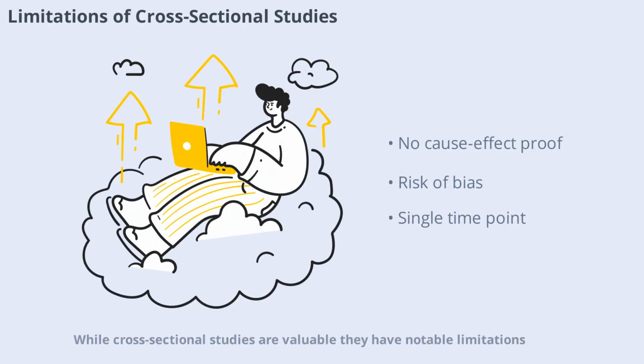While cross-sectional studies are valuable, they have notable limitations. Since data is collected at a single point in time, it's impossible to determine the sequence of events. This means we can't establish cause and effect relationships. There's also the risk of bias if the sample isn't truly representative. Despite these challenges, cross-sectional studies remain a cornerstone of public health research. Next, let's shift our focus to longitudinal studies.